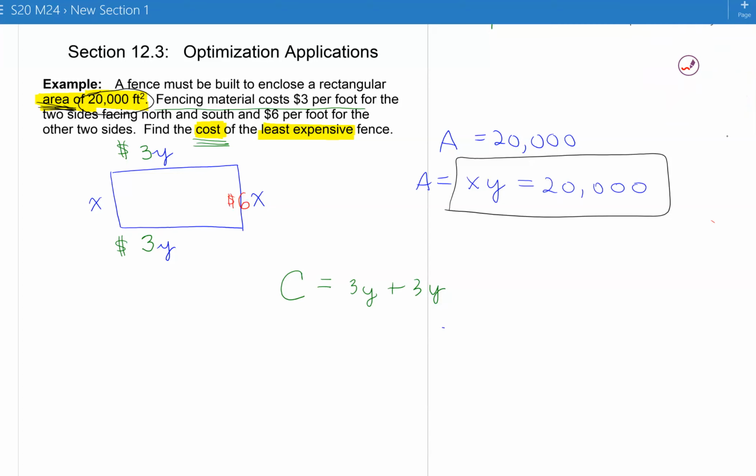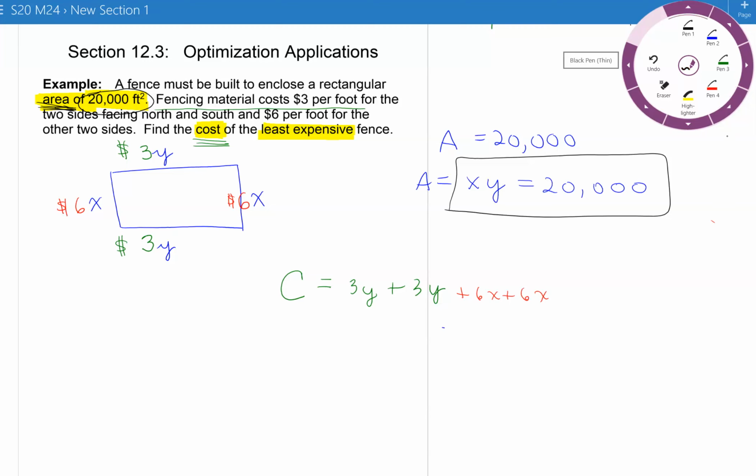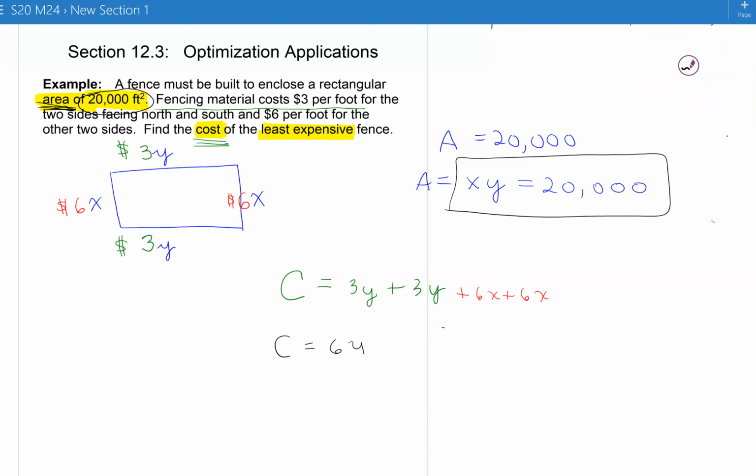So I need to multiply by the X number of feet to get the total cost. So I'm going to have plus 6X plus 6X. So let's simplify that a little. We're going to have 6Y plus 12X.